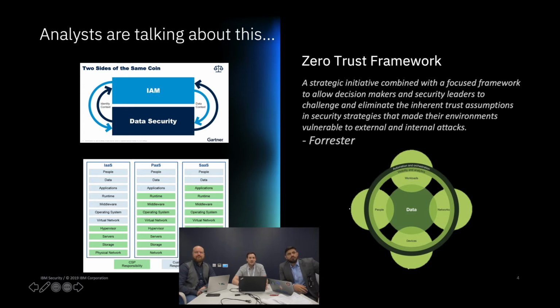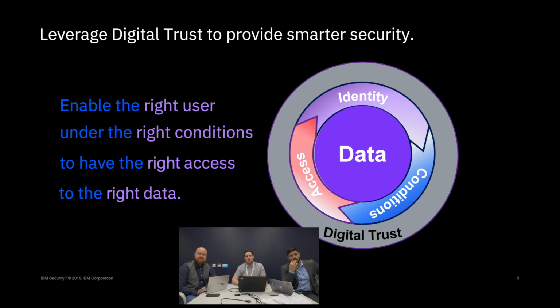So we talked about digital trust briefly, and I want to go into a little bit more detail in terms of what we actually mean by that. We want to enable the right user, the identity, under the right conditions, to have the right access to the right data. No more than that. It builds off the zero trust platform that we just looked at.